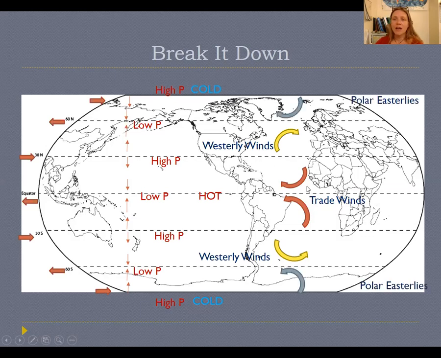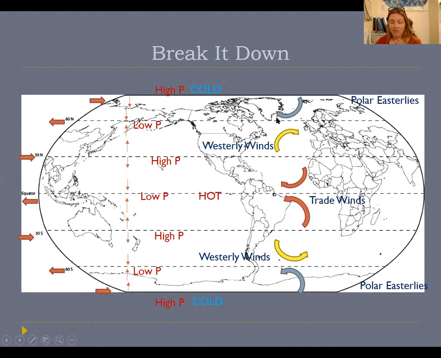And then finally, we have what are called polar easterlies, the winds that move from the high pressure at the poles towards the low pressure at 60 degrees latitude. They don't move in a straight line. They bend to the right in the northern hemisphere, to the left in the southern hemisphere, or because they're moving from an area of slower rotational velocity to faster rotational velocity, the Earth is rotating out from under them and they're ending up behind their target to the west. So they're moving from the east to the west, called polar easterlies.